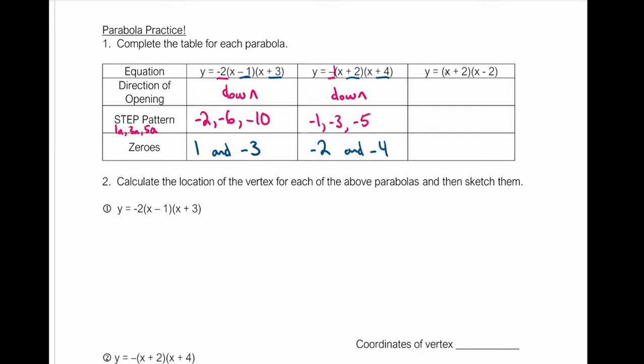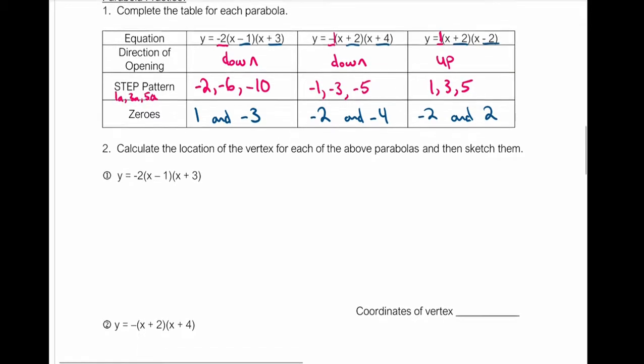Finally, for the last one, same idea. I'm looking for the number in front. I don't see anything, so I have to assume it's a +1. I don't see a negative either. So because it's positive, it opens up. Plug that 1 into our step pattern, and we get 1, 3, 5. Our zeros, again, are just the opposite of what we see, so -2 and +2. So those are our two zeros or x-intercepts.